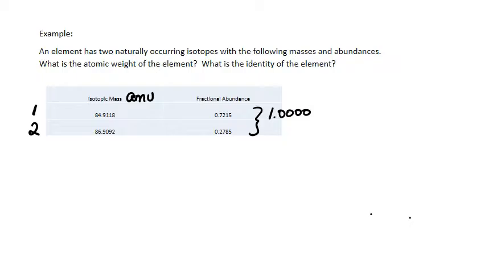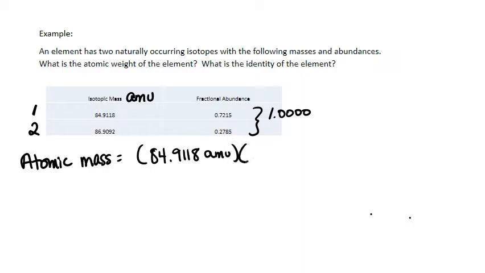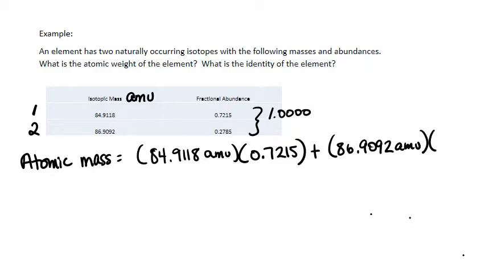So if I want to calculate the average atomic mass of this element, I'm going to start out with isotope 1, and I'm going to take 84.9118 atomic mass units times its fractional abundance, which is 0.7215. And to that I'm going to add the mass of my second isotope, 86.9092 atomic mass units, times its fractional abundance, 0.2785.